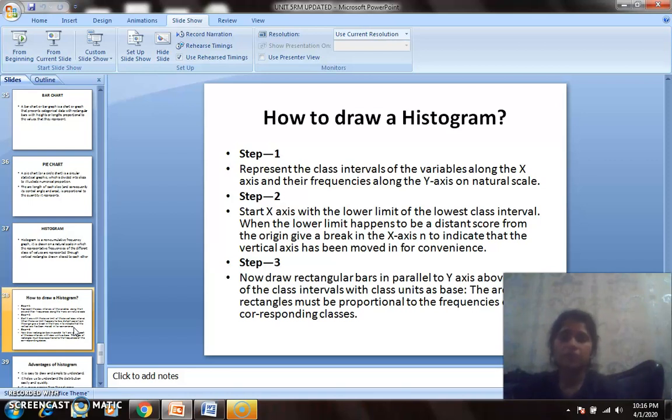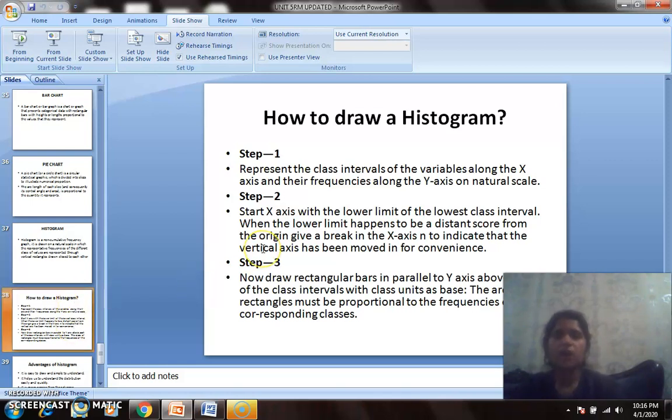Next is step 3. Now draw rectangular bars, which we have seen in the previous slide which I have shown you, that now draw rectangular bars parallel to the y-axis. Sorry, I skipped the second point.